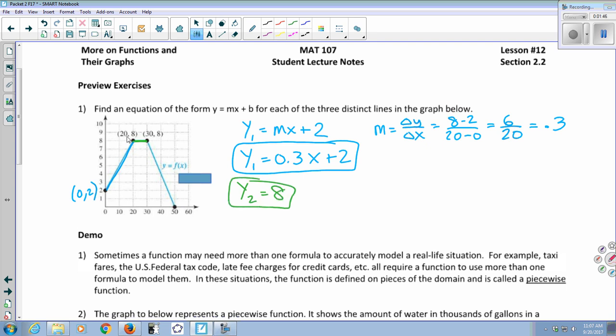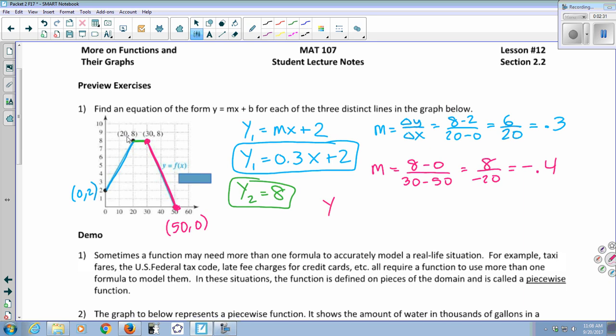That one was easy. The last one is going to be the most work because you can't see the y-intercept here, so I have to put it in y equals mx plus b form. I need to know its slope and its y-intercept. I'll start with the slope. I have two points, (30, 8) and (50, 0). So my slope for the pink line is change in y over change in x, so 8 minus 0 over 30 minus 50, which is 8 over negative 20, or 4 over negative 10, which is negative 0.4. Okay, so I know the slope.